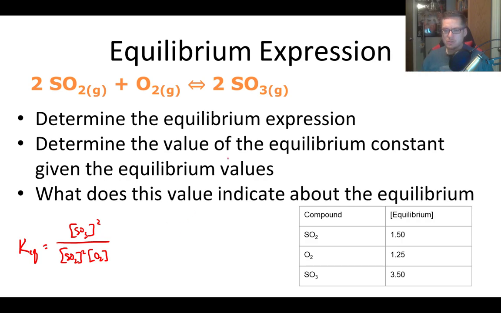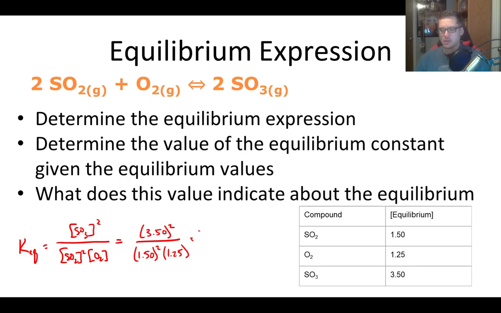The second bullet point is to determine the value of the equilibrium constant given those equilibrium values. Here are our equilibrium values. Notice that they're in brackets, so we know they're already concentrations and we don't have to divide by the volume. If you're given moles and a volume, make sure you convert to concentration. That's an easy thing to forget. So we do SO3, which is 3.50, and we square that. Then SO2 squared, so that's 1.50, and we square that, times O2, which is 1.25.